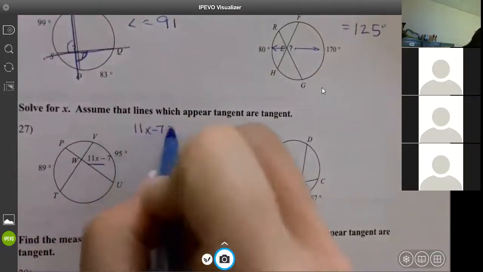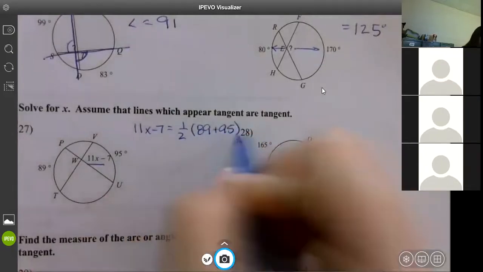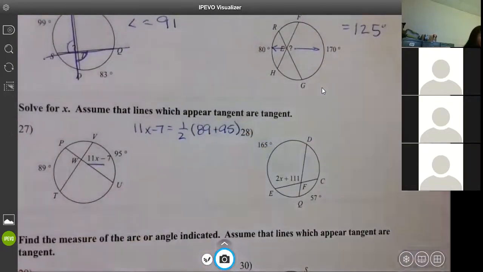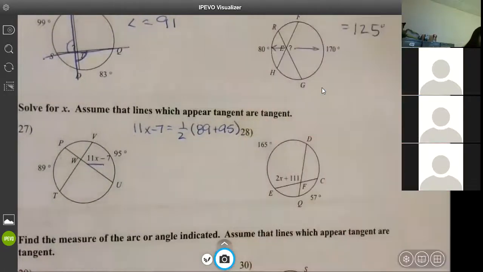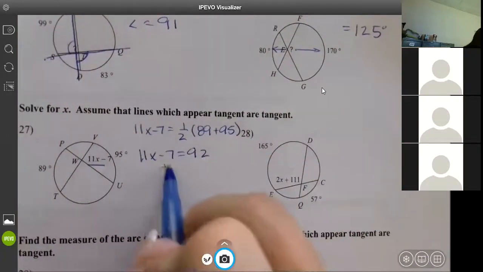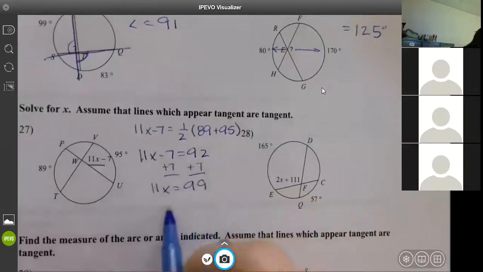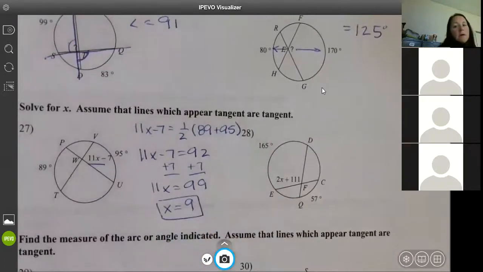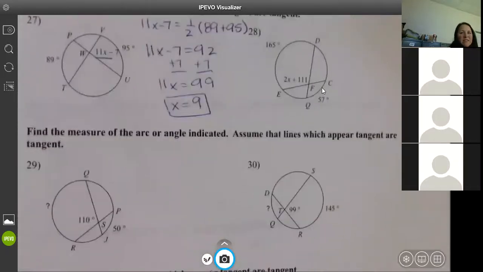11X minus 7 equals half of 89 plus 95. So half of 89 plus 95 is 92. Add your 7. You get 11X equals 99. Divide by 11 and you get 9. Number 28 is the exact same way. On 29, all you're doing is finding the arc.